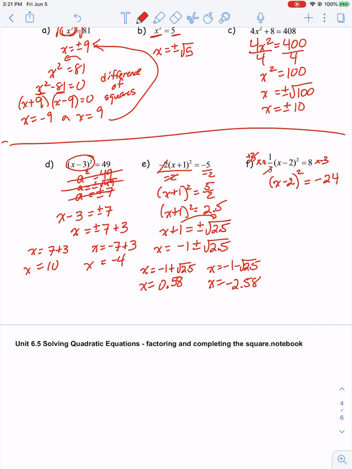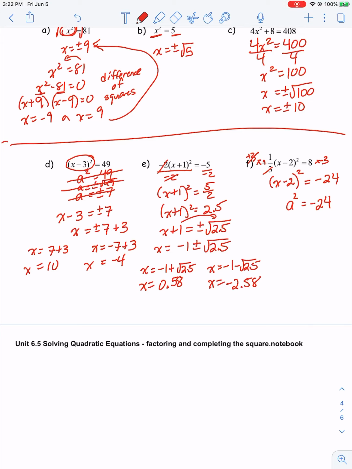Now, let me just take a look at this. If this said a squared equals -24, that's saying, what can I multiply by itself to get -24? And I hope all of you are saying, hey, Miss Meisner, that's not possible. Because if a is, say, a negative number, when you square that negative, you're going to get a positive. And if a is a positive number, when you square that positive number, you're still going to get a positive. So this is actually not possible.